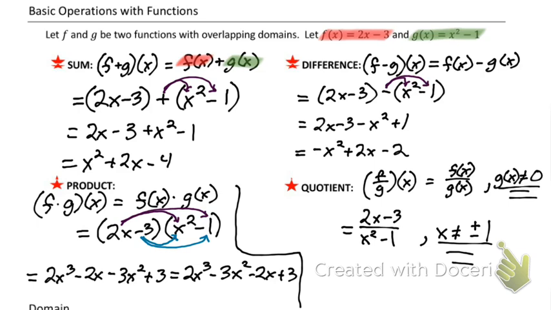All right, so that's in a nutshell how you add, subtract, multiply, and divide two functions. Now note, if this was f plus g of 2, then rather than x's, you would have 2's in those places. So we'd have 2 times 2 minus 3 plus 2 squared minus 1. Whatever's here is what you're inputting for both of your inputs.